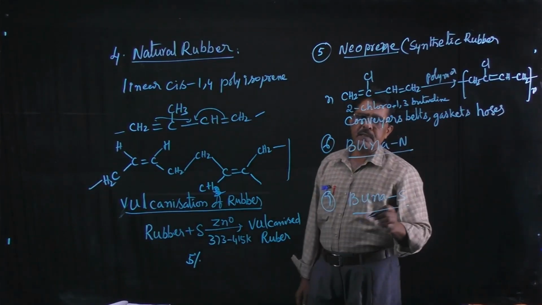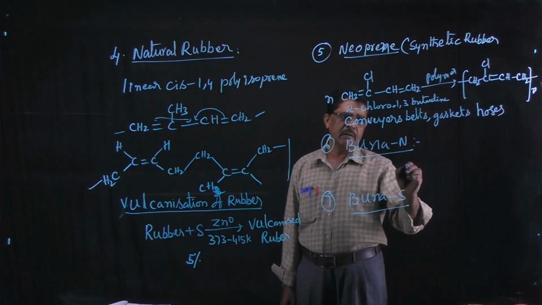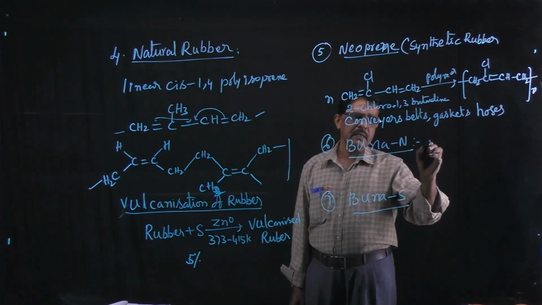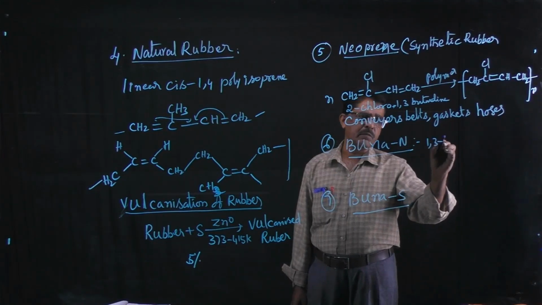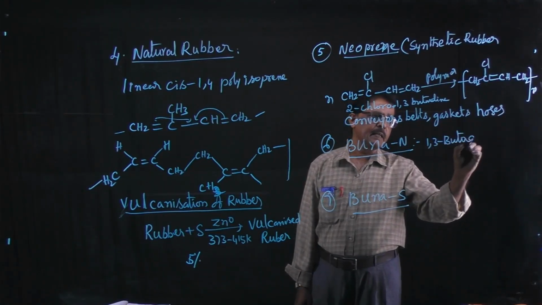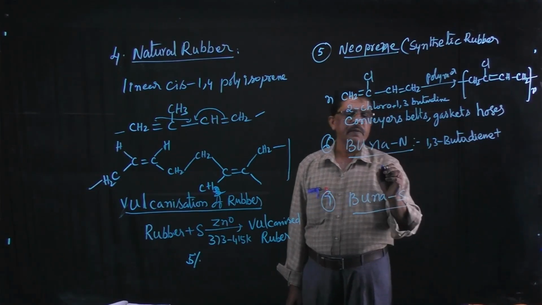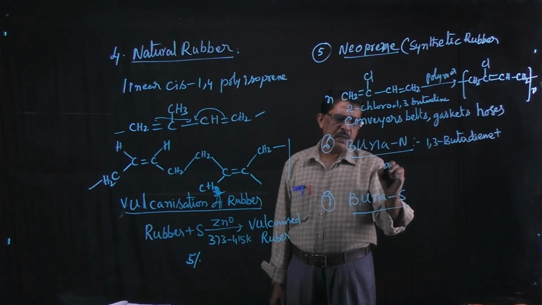The next type of synthetic rubber is Buna N. It is the polymer of 2 units of 1,3 butadiene plus acrylonitrile.